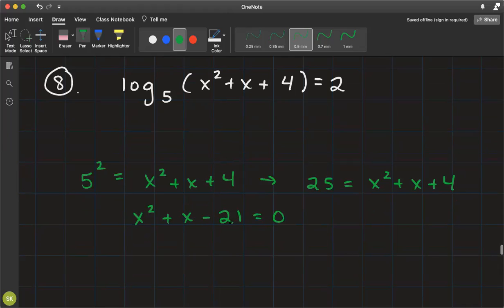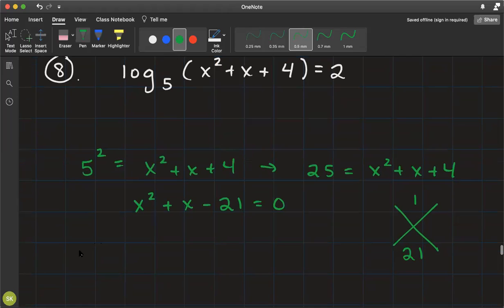Is this factorable? Just make sure I didn't do anything wrong. I think everything looks good. So 21 is 7 times 3, right? So we want two numbers to add to give us 1. I don't think you can factor it, so maybe we should use the quadratic formula.